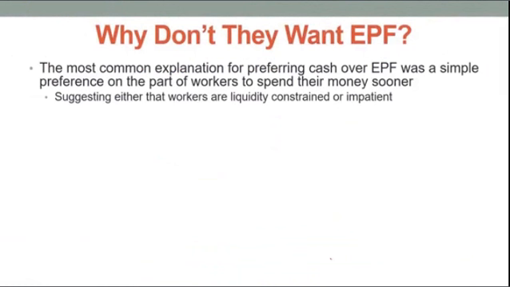So why don't they want EPF? One is that they want to spend money sooner. They're liquidity constrained. They're impatient. They don't want to wait till retirement. They would rather spend the money right now itself.